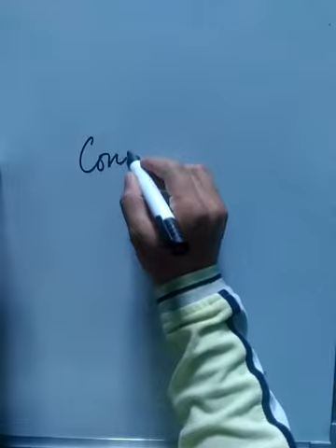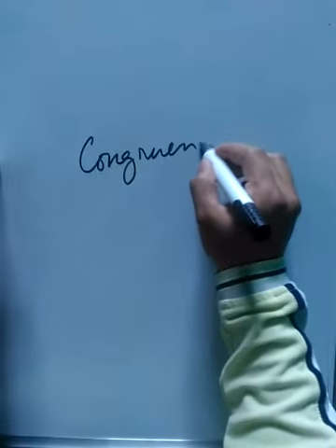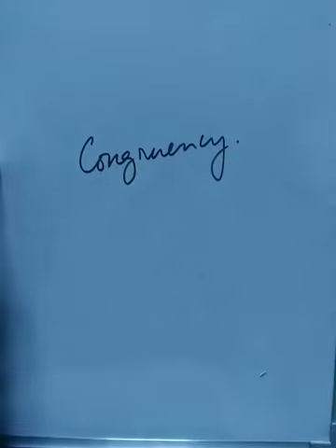Let me write here. Congruency. Two figures are said to be congruent if they have the same size and the same shape. Let me repeat. Two figures are said to be congruent if they have the same shape and the same size. I'll give you one example here.